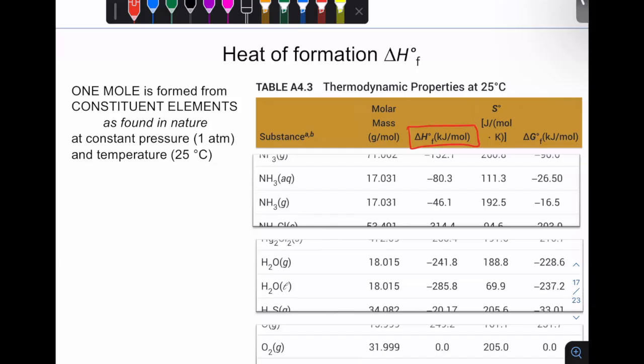Now, the specific definition for delta H of formation is right here, as I mentioned, but now you've got it in writing. We're going to form 1 mole of a compound from the constituent elements as they're found in nature. Now, these also have a little 0 sign. This is called a naught, N-A-U-G-H-T. That means it's under standard conditions.